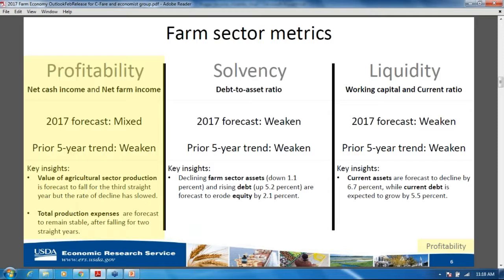The first thing I'm going to take a look at is profitability in 2017, and based on the information that we have as of February, depending on the metric that you use, the results are mixed. So net cash income is forecast in 2017 to be relatively flat, relatively stable, and net farm income is forecast down. So that's why we're saying that it's mixed in 2017. I'll go over why there's a difference in the two. And then below it is a broad 5-year looking-back trend. So you have an idea that over the last 5 years, profitability has been weakening.